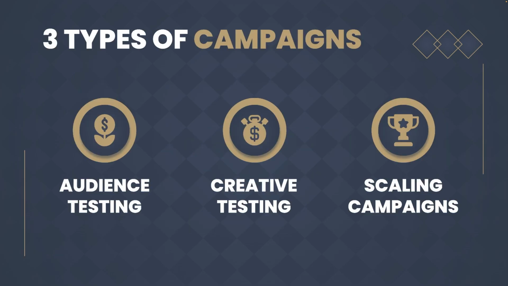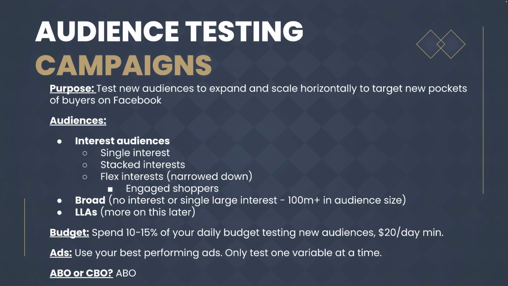So 3 types of campaigns I would recommend for you to have: audience testing, creative testing, and also scaling campaigns. Audience testing campaigns: the purpose of this is to test new audiences to expand and scale horizontally to target new pockets of buyers on Facebook. And these audiences are interest audiences, like single interest, stacked interest, where you have multiple similar interests, and also flexed interest, which is narrowed down with another, for example, engaged shoppers. Also, you can have broad, where you have no interest or single large interest, and this can go as high as 100 million in audience size. Another one is lookalikes, which I'll explain a minute later.